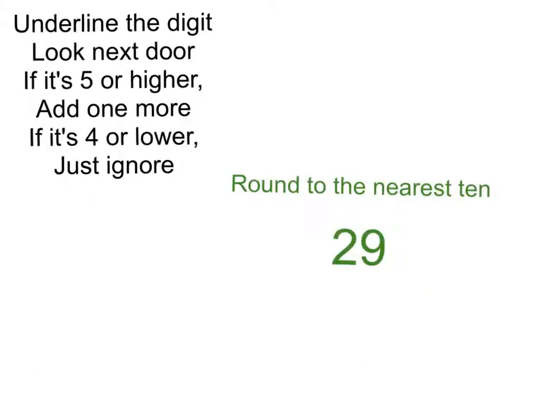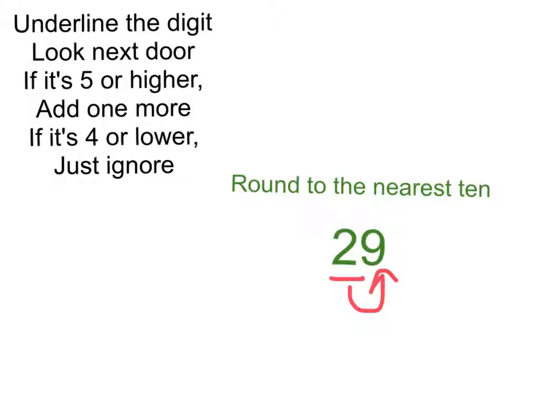Now they're asking us to round 29 to the nearest 10. We're still dealing with tens, so we want to underline the tens place. Underline the digit, look next door. If it's 5 or higher, add 1 more.